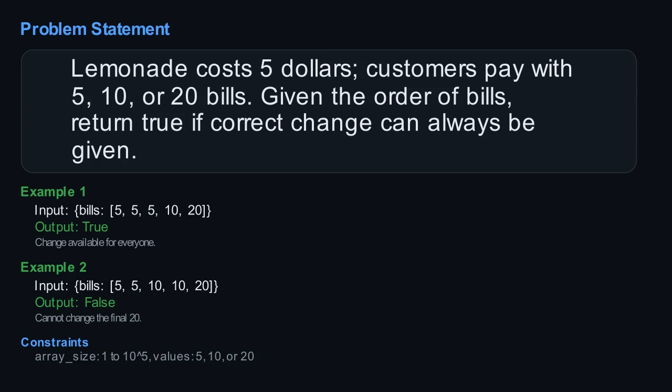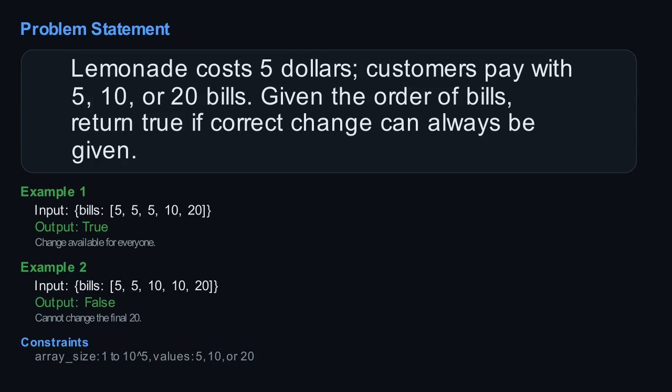The first customer pays with $5. You take the 5, and now you have one $5 bill. The second customer pays with $5. You take it, now you have two $5 bills. The third customer pays with $5. You take it, now you have three $5 bills.